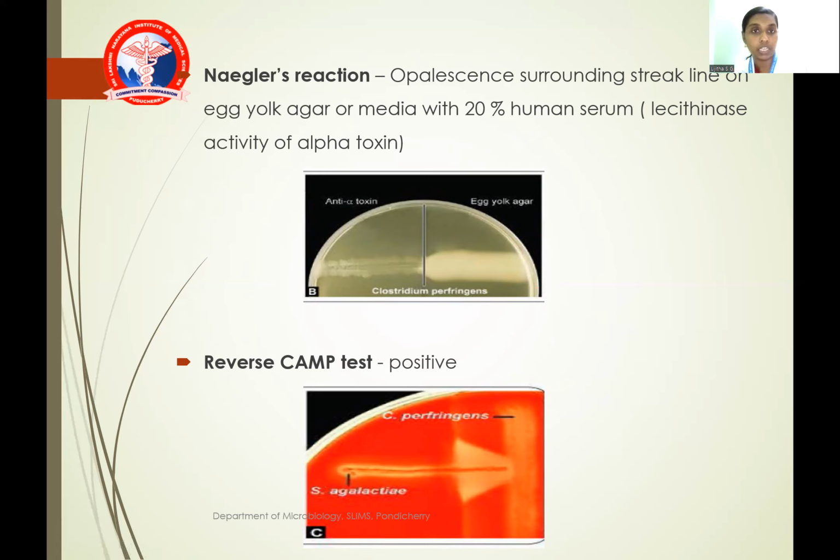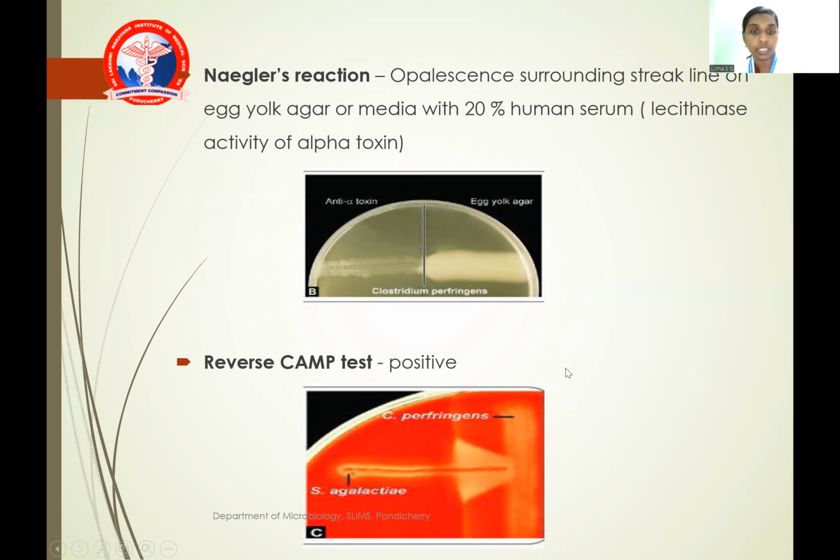You can use either egg yolk agar or media containing 20% human serum. In both these media, it will show the same feature, opalescence. And you can confirm it by adding the anti-alpha toxin. When you add the anti-alpha toxin, what happens? The alpha toxin is neutralized, so there is no lecithinase activity. The opalescence has gone. So this is known as the Nagler reaction, which is shown by Clostridium perfringens.